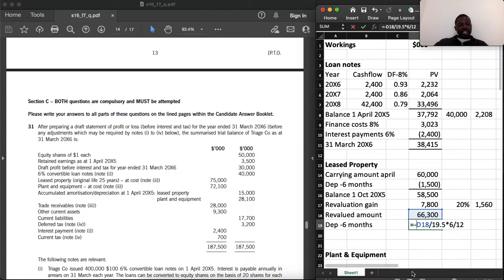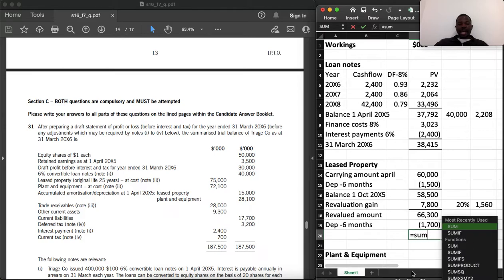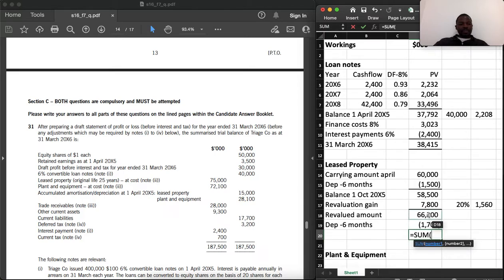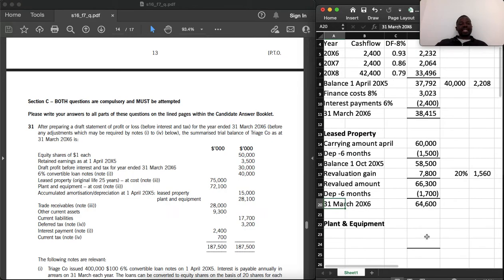It's a depreciation, so it's a charge. We put it in brackets like that. Then we sum up to get the balance at 31 March 20x6 like that.